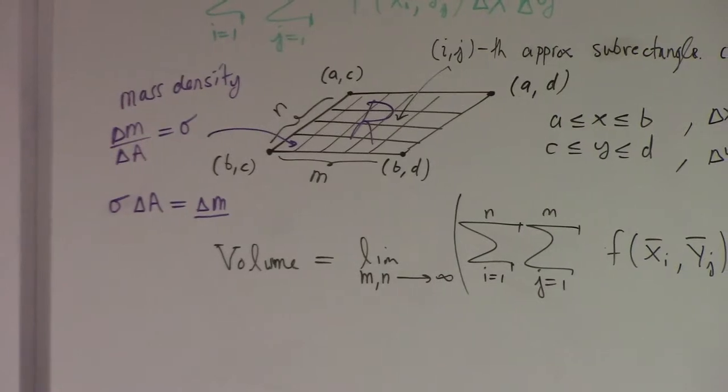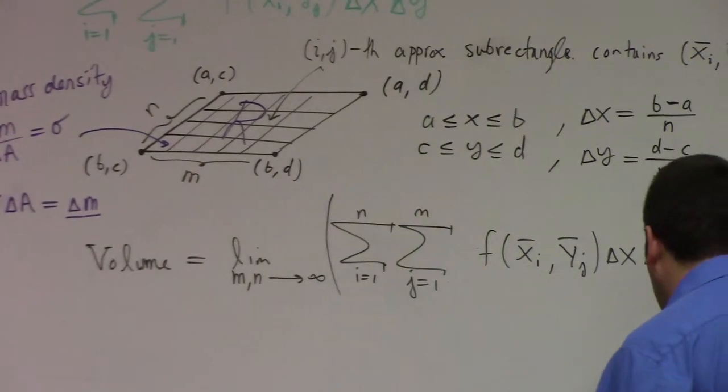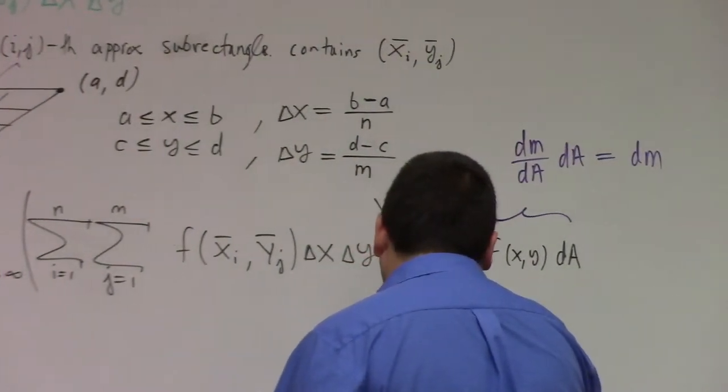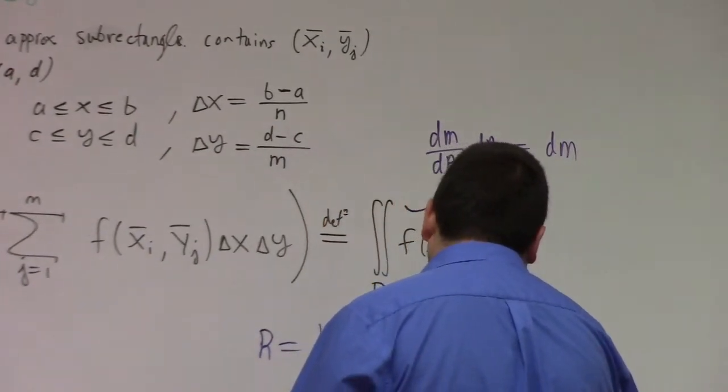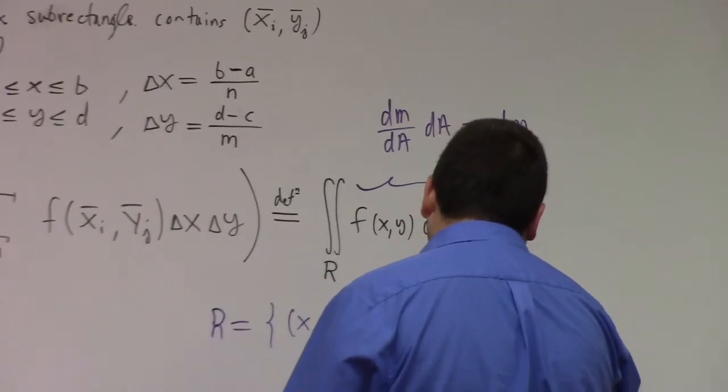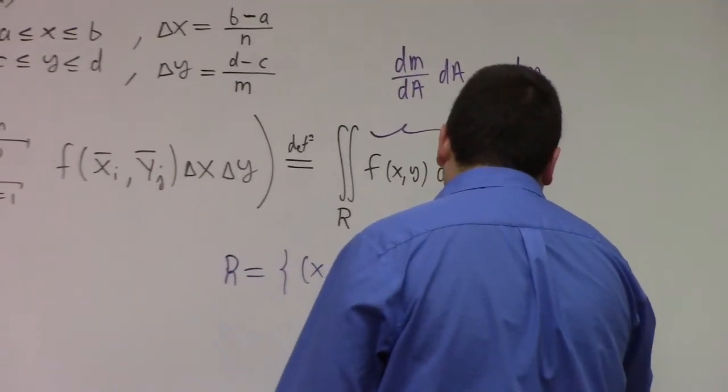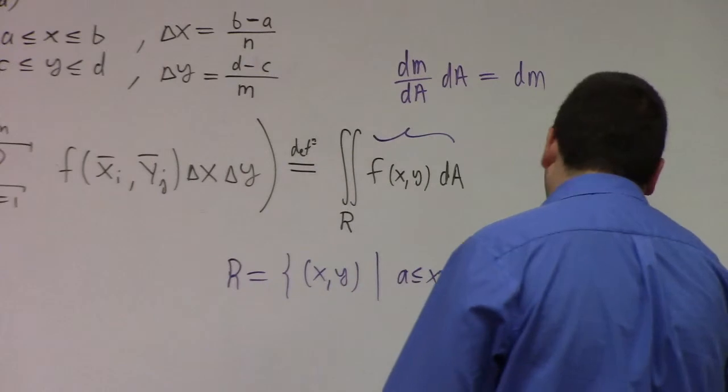If you want me to be more pedantic about it, thank you, Luke, that's a very good question, R is equal to the set of x, y such that a is less than or equal to x less than or equal to b, and c is less than or equal to y less than or equal to d.